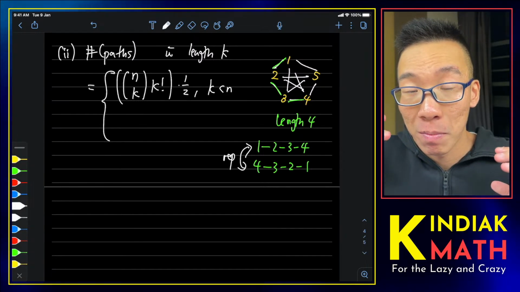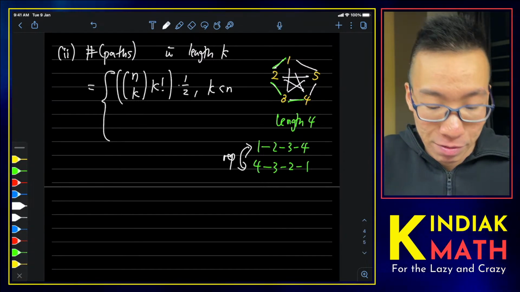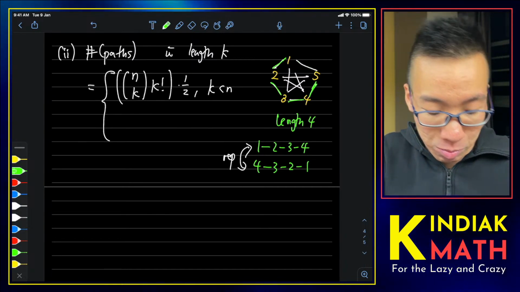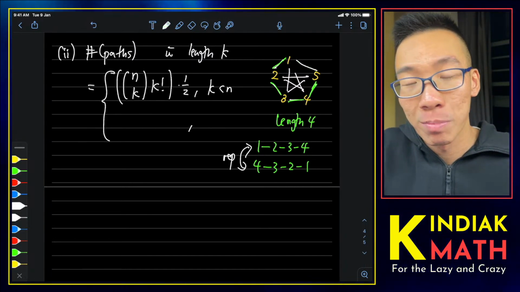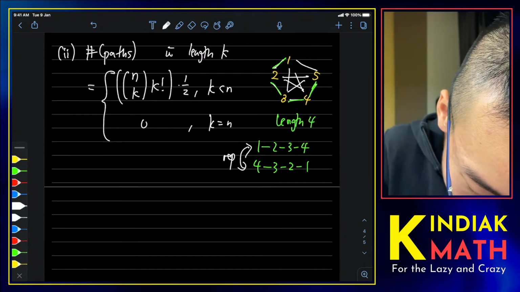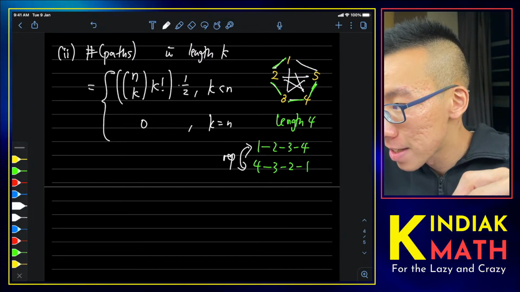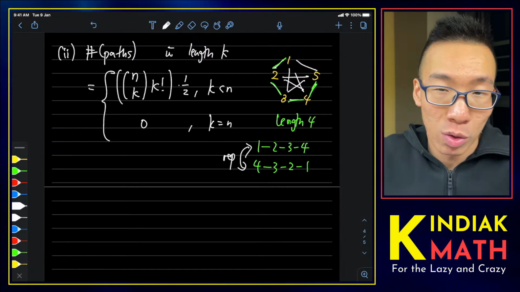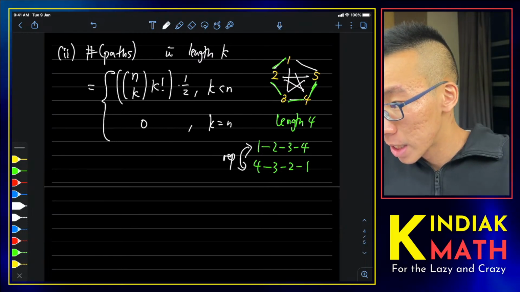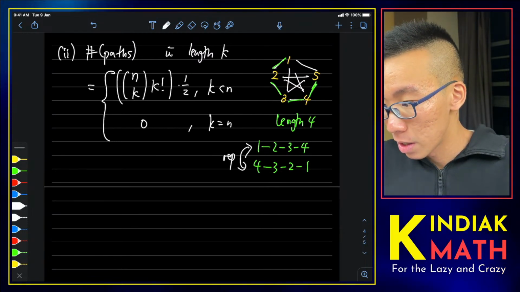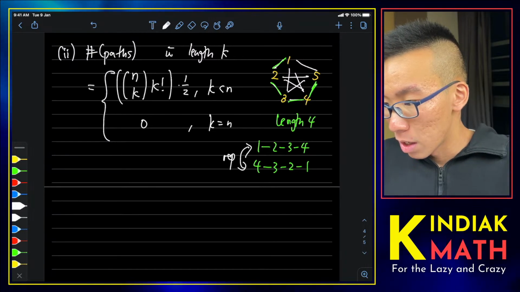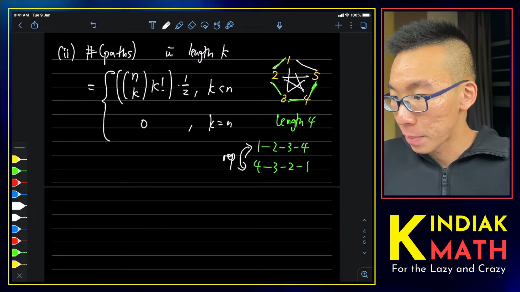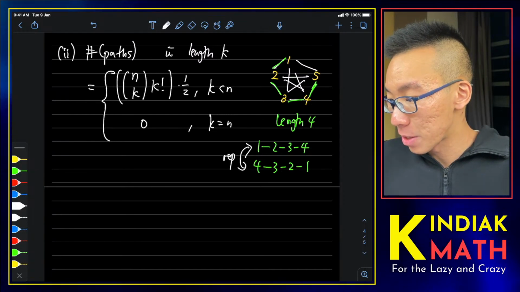In other words, if you have a path of length 5, you're actually going to end up with a cycle one way or another. So paths, we do not allow them to have cycles. Therefore, if your path has length 5, you're going to get a cycle and therefore you won't get any paths. So there is that. Yep, so that's the question.